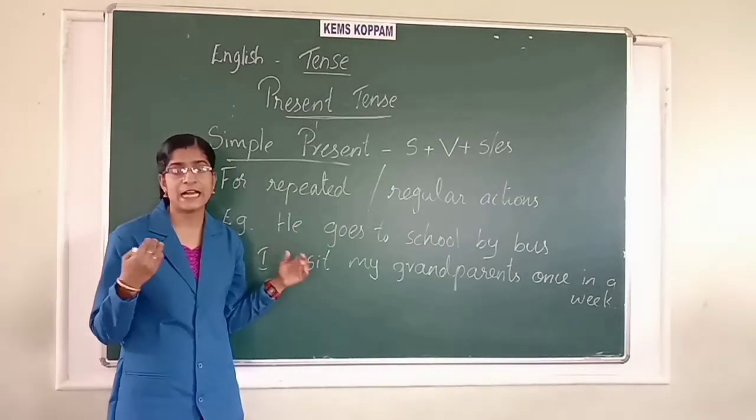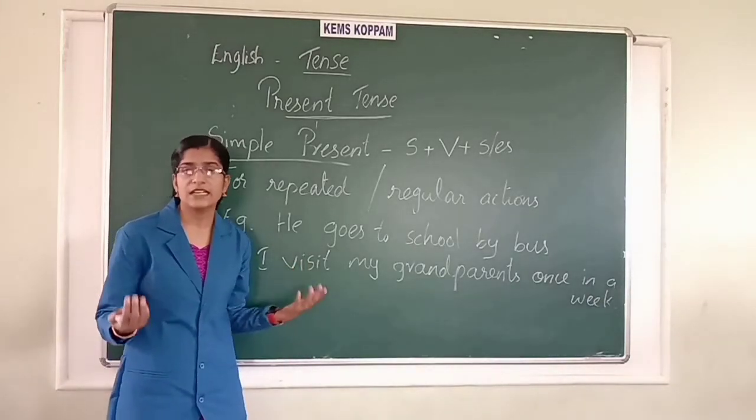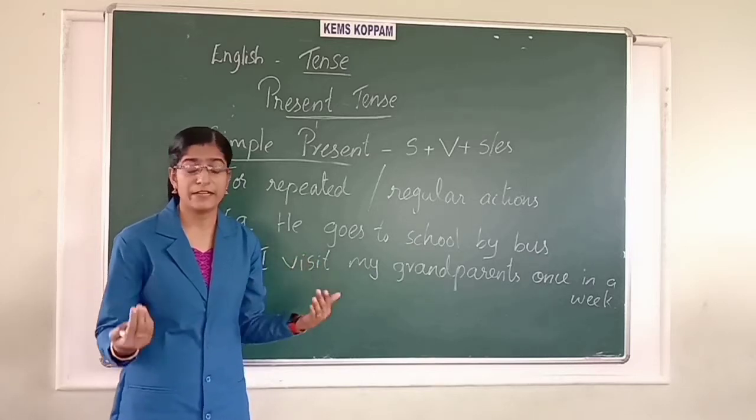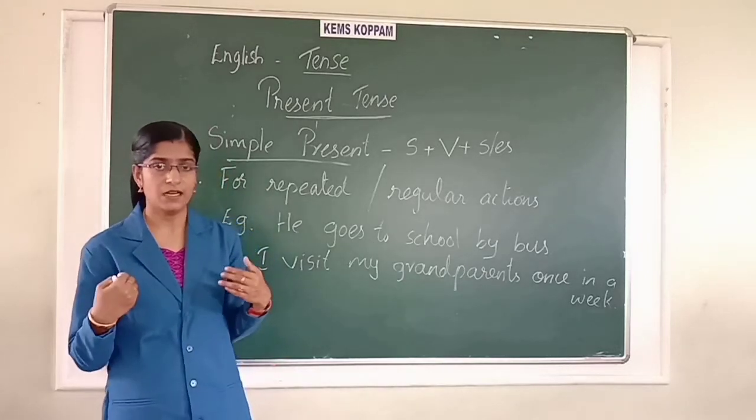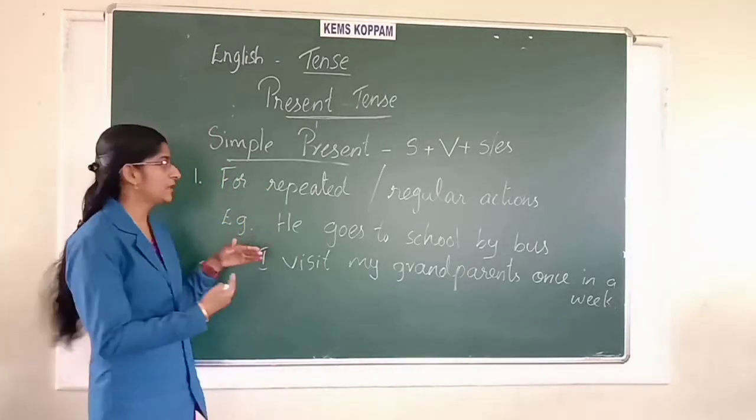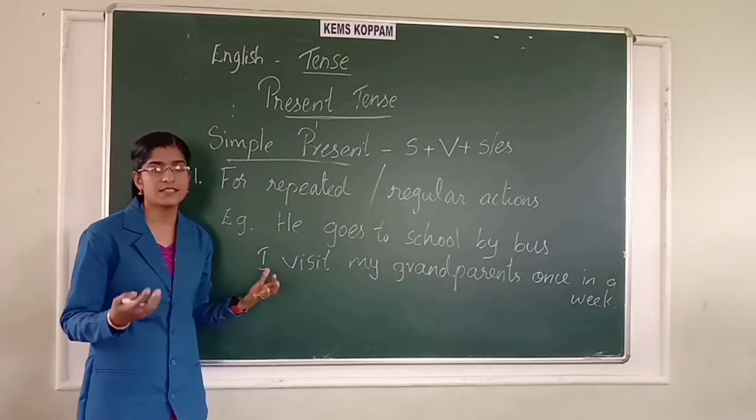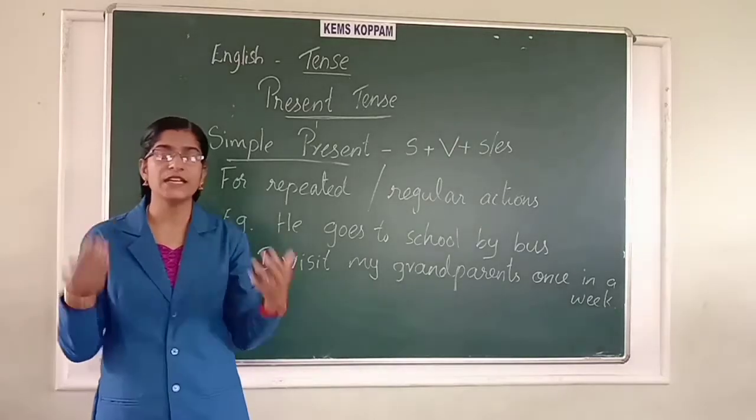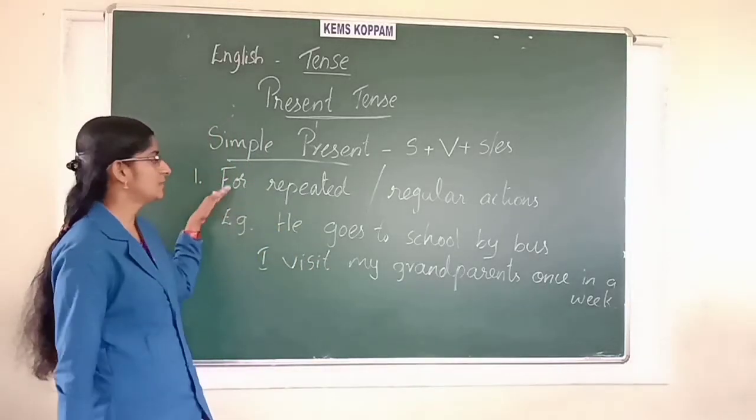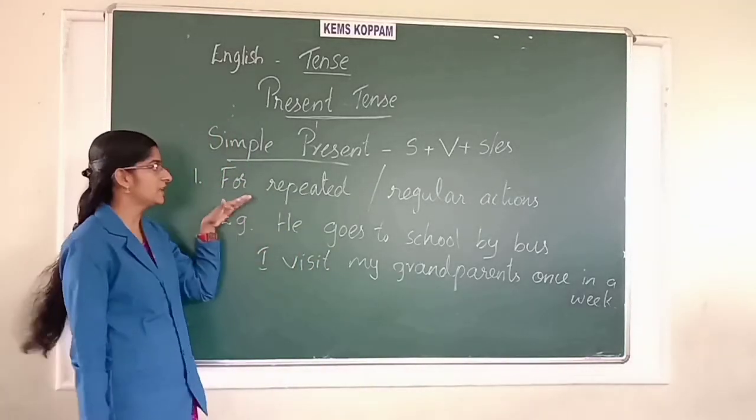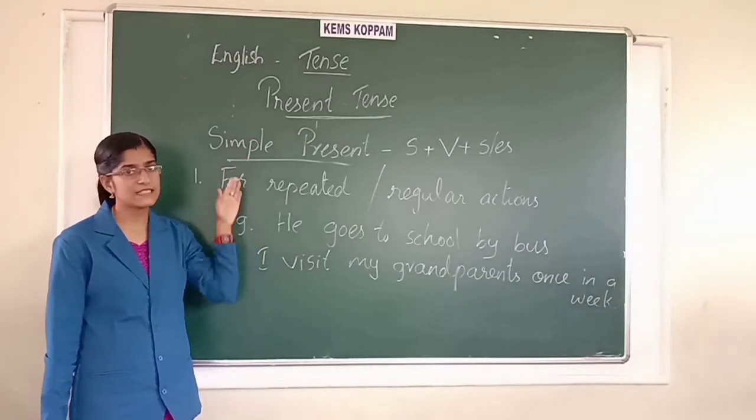We can see the time phrases like always, daily, every day, regularly, once in a week, every month, once in a month, once in a year. All these time phrases can be used with simple present tense. So for repeated actions, or for the actions that we are doing at a regular interval of time, for such situations, we have to use simple present tense. This is the first use.